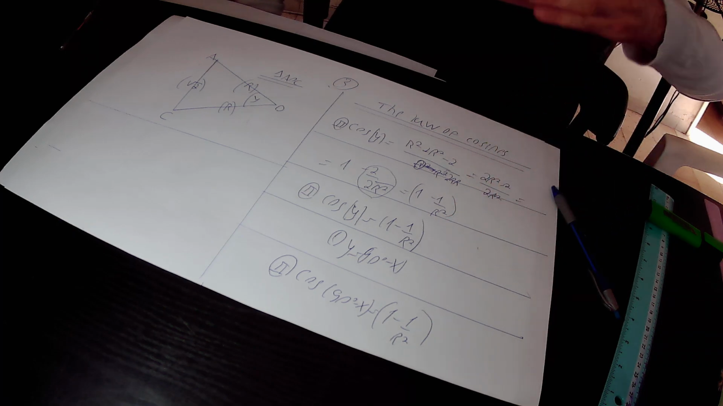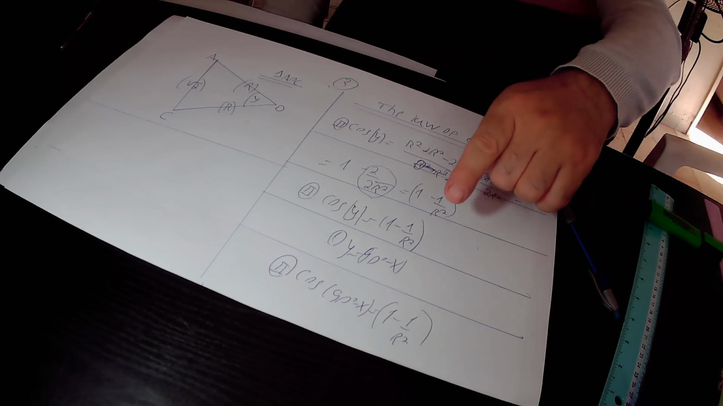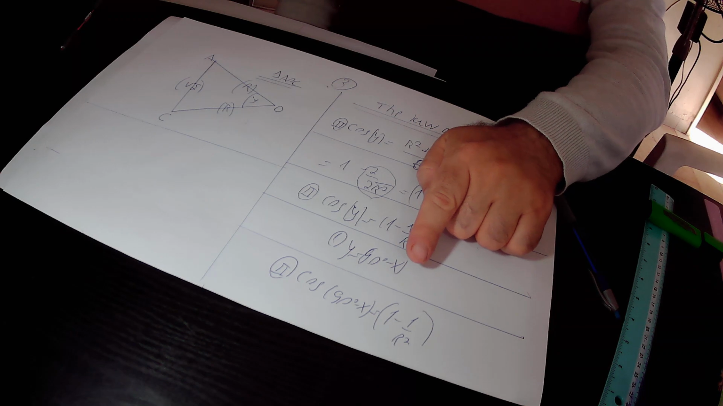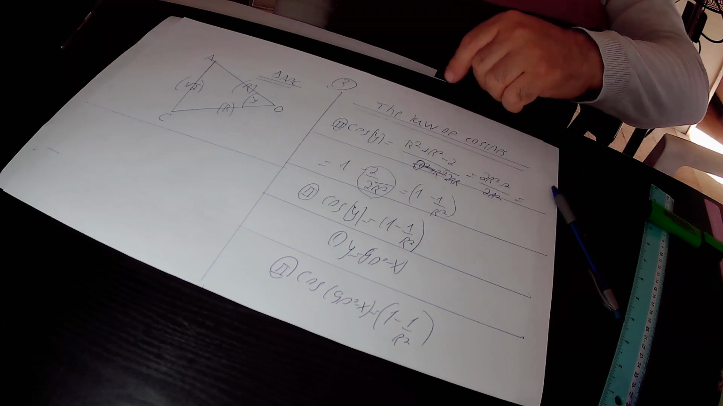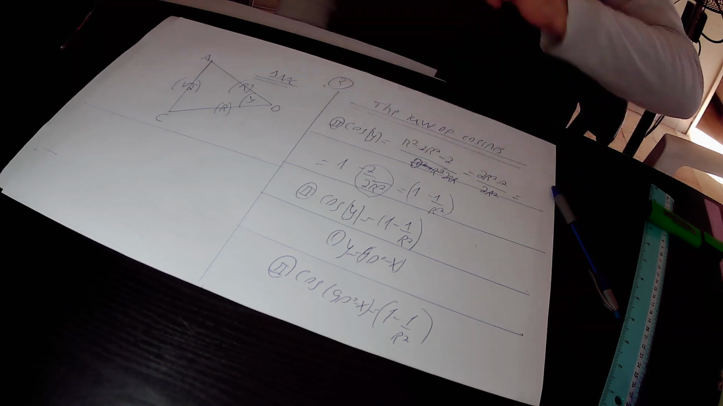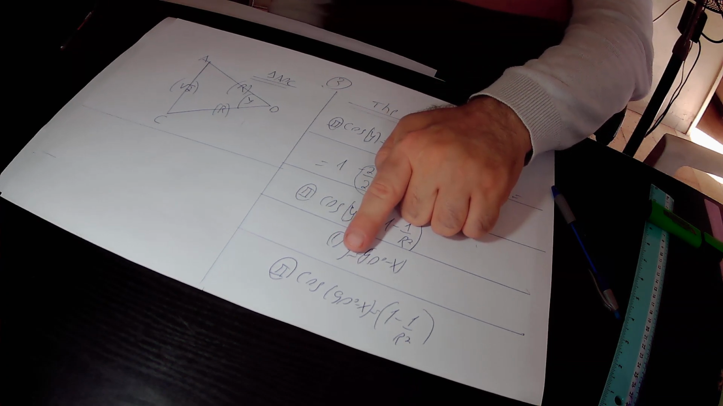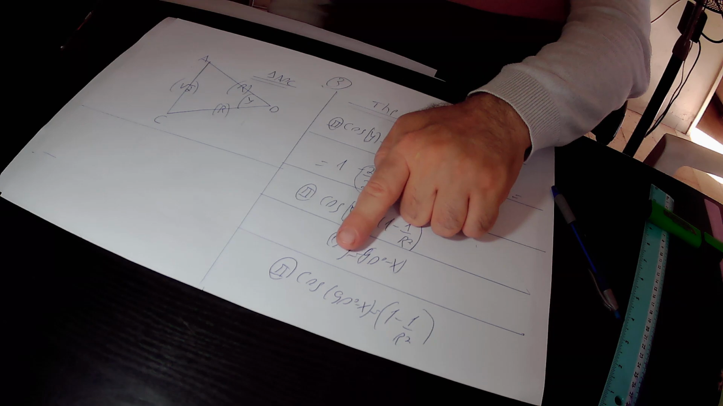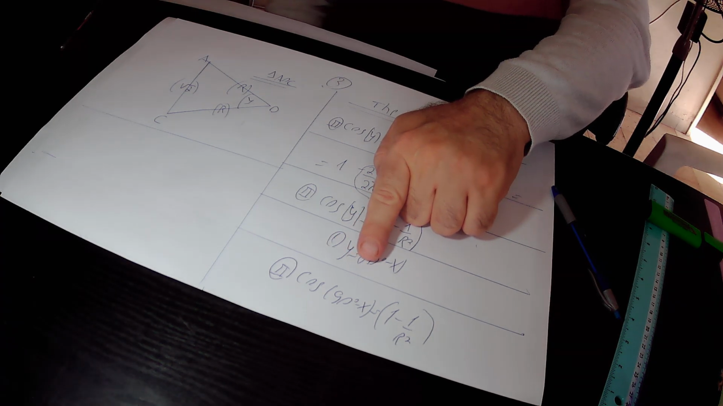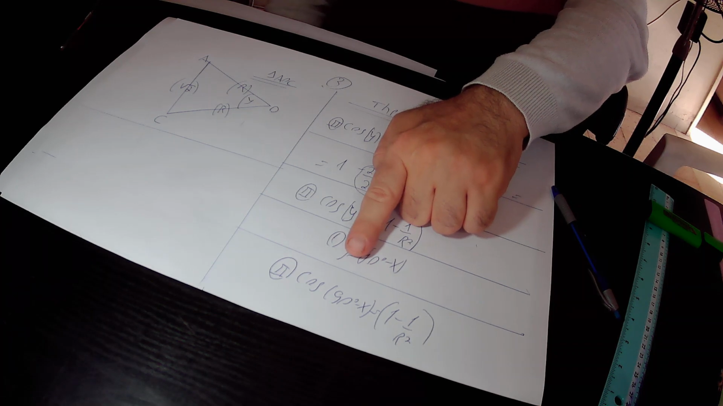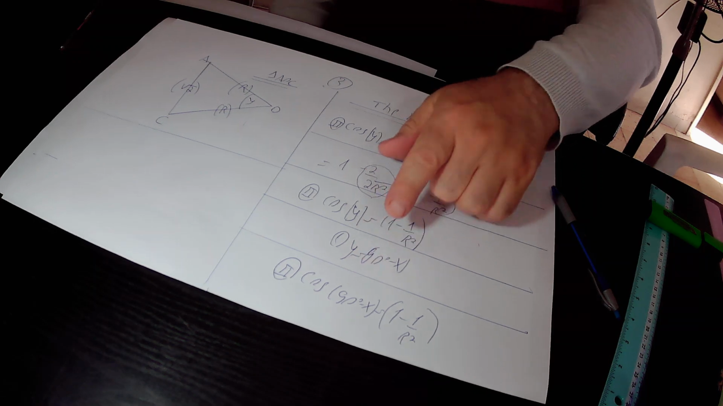minus 1 over r squared. So according to equation 2, cosine of 90 degrees minus x equals 1 minus 1 over r squared. We have the trigonometric identity that states that cosine of 90 degrees minus x equals sine x. Therefore, we can substitute cosine of 90 degrees minus x in equation 2 by sine x.